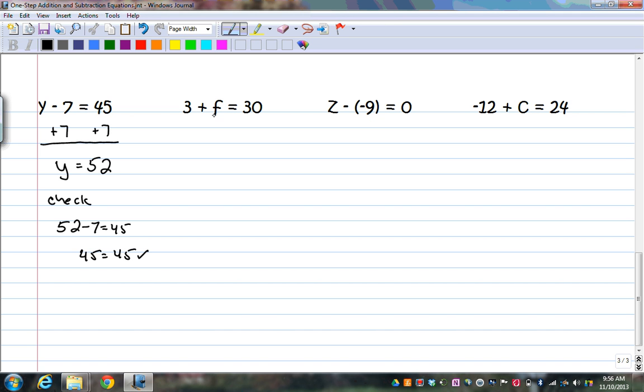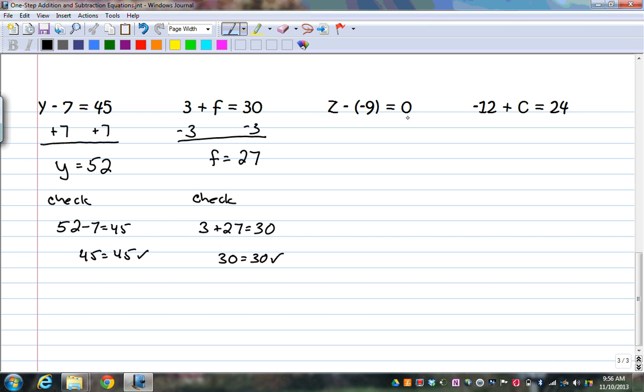I have a 3 plus f. Whoa, what's going on here? Well, they're not all going to be written in order, my friends. If I have a positive 3, how would you get rid of it? By subtracting 3. Do the opposite. On both sides. I have 3 minus 3 gives me 0, leaving me with just f. 30 minus 3 is 27. Perform a check step. And I have 3 plus 27, because that's what I'm saying f is, should be equal to 30. And sure enough, it is. I'm right again. This is a good day.